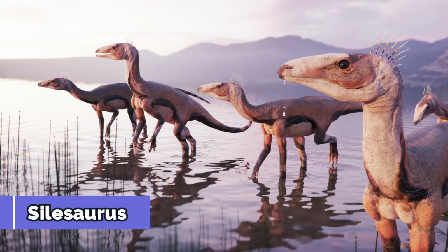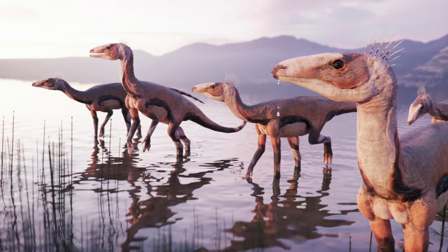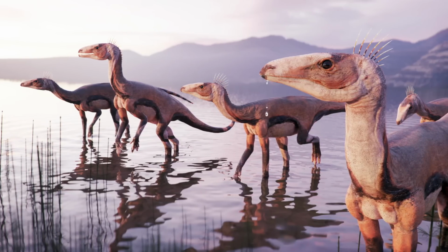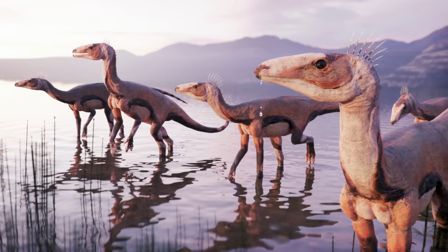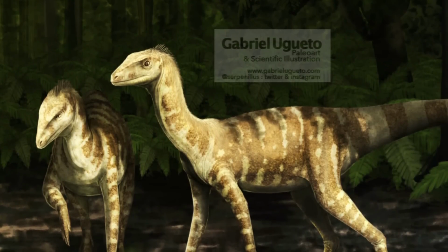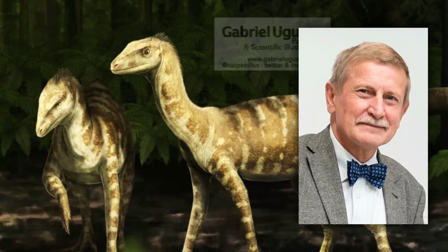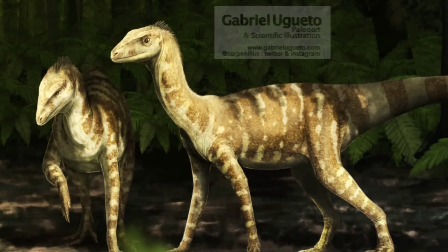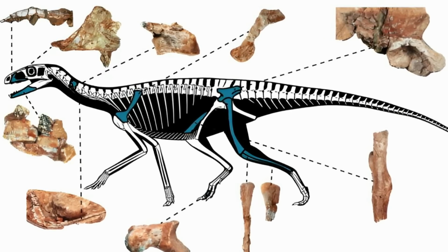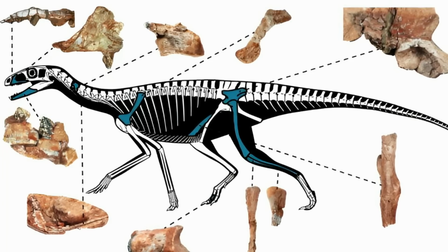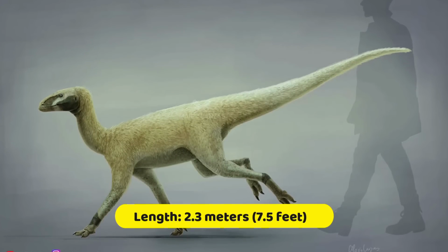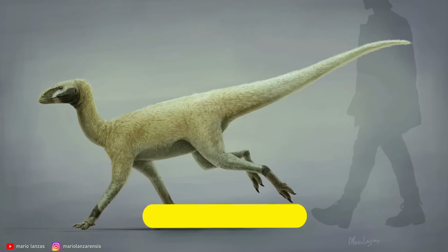Silesaurus. Silesaurus, a member of the Silesaurid dinosauriform genus, roamed the late Triassic landscapes of present-day Poland. The type species, Silesaurus opelensis, was described by Jerzy in 2003. It is known from some 20 skeletons, making it one of the best represented species of early dinosauriforms. Silesaurus measured approximately 2.3 meters or 7.5 feet in length.